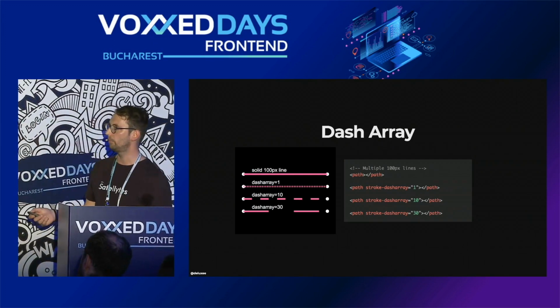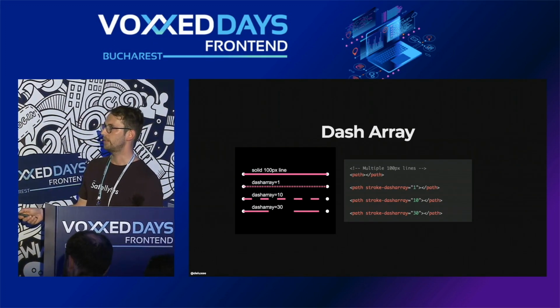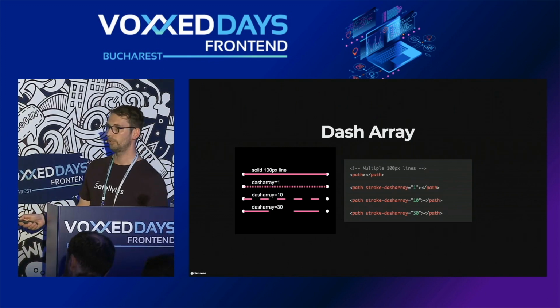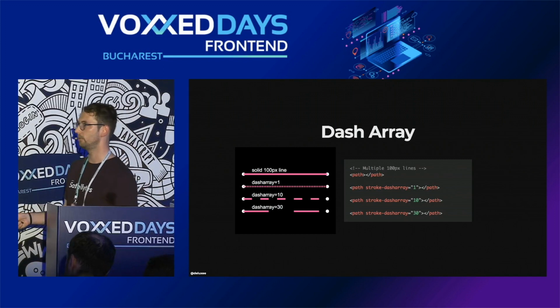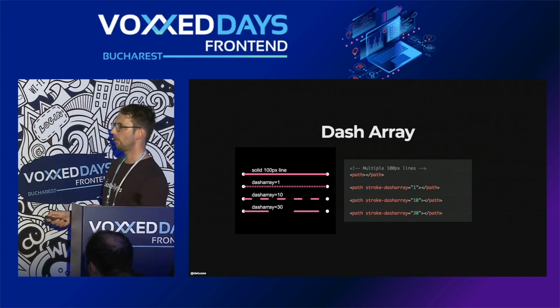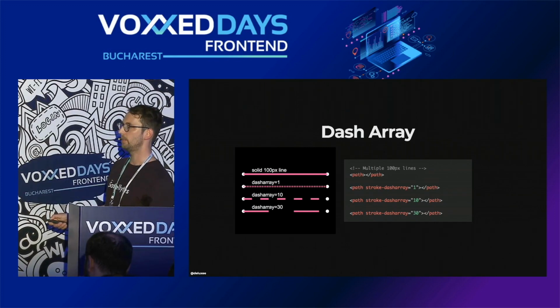Dashes are created through the property stroke-dasharray. And you have here a 100 pixel line so you can see how the different configurations affect it. And what is it doing? It's not telling you how many segments you want, because you could think, well, I have here a 10, so maybe it's just 10 segments.